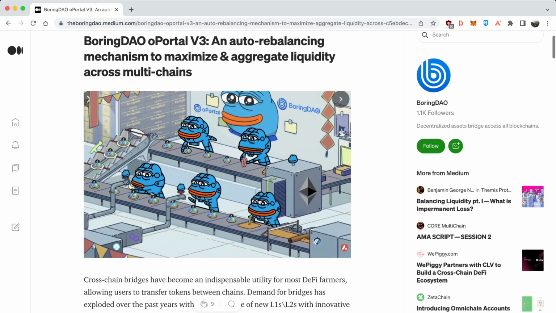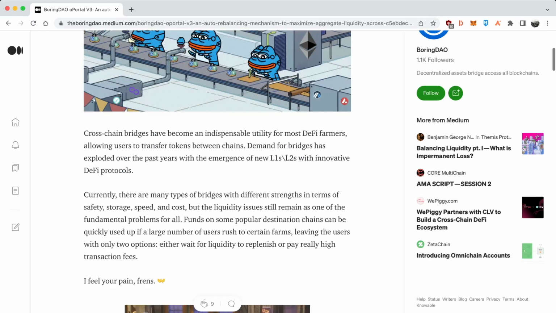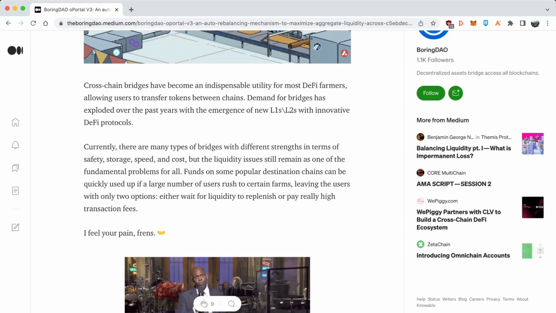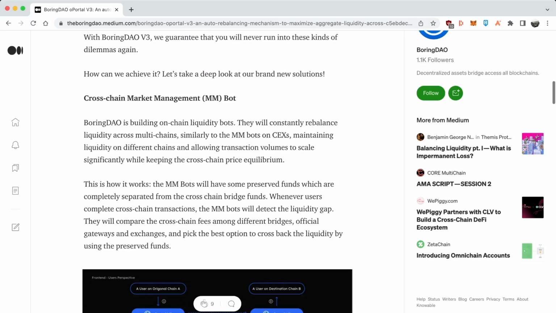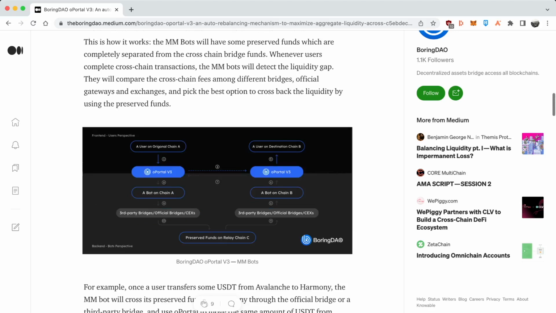You can find a detailed explanation on our Medium, but in this video I'm going to cover some of the main features and mechanisms of how v3 works. As I explain, I'm going to be referring to a diagram that you'll find in the middle of the article. So I'm going to scroll down and I will expand it.